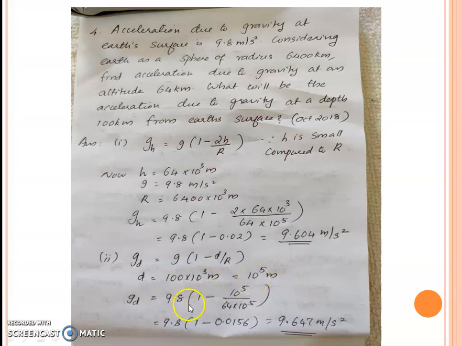Now substitute these values into this equation. Then we will get g_d equal to 9.8 into 1 minus d, which is 10 raised to 5, divided by R, which is given as 64 into 10 raised to 5. Now we can cancel the 10 raised to 5 and 10 raised to 5. Then 1 by 64 is nothing but 0.0156. Now 9.8 into 1 minus 0.0156, we will get the answer as 9.647 meter per second square.